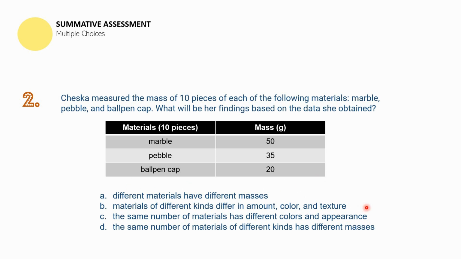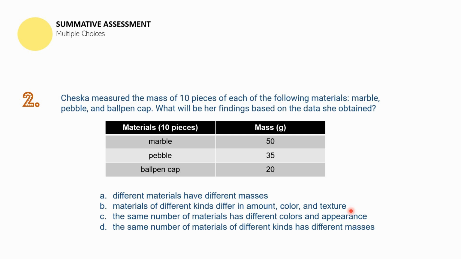Letter A, different materials have different masses. Letter B, materials of different kinds differ in amount, color, and texture. C, the same number of materials has different colors and appearance. And then D, the same number of materials of different kinds has different masses. Pause this video if you need more time.